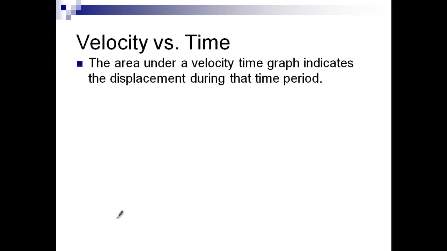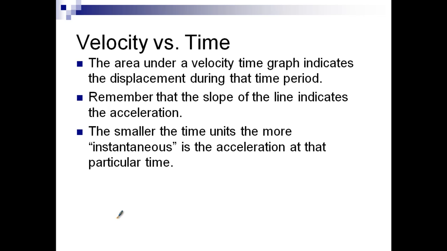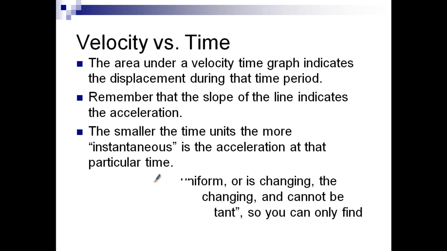Velocity versus time, the area, just a little recap, and then we're done. The area under a velocity time graph indicates the displacement during that time period. That's an important fact to remember. And the slope of velocity versus time indicates the acceleration. And the smaller the time units, the more instantaneous is the acceleration at that particular time. So if you measure between two really small time intervals, you're going to get more instantaneous. Don't really worry about that. I mean, if we were doing calculus-based physics, that'd be really important. Just good to know, though, for now.